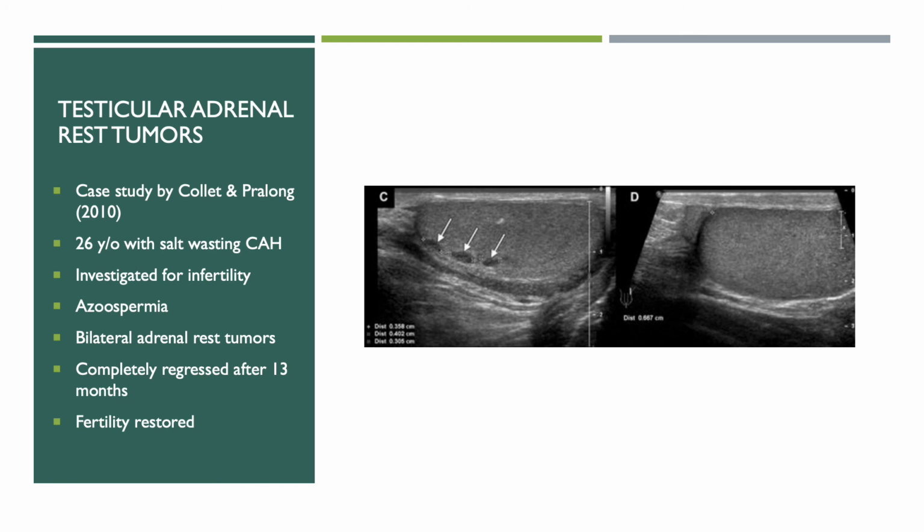Semen analysis showed azoospermia. A testicular ultrasound showed multiple bilateral testicular adrenal rest tumors, which you can see in one testicle in the left-hand image. The right-hand image was taken 13 months later after an adjustment in hormone therapy, and the tumors on both sides had completely regressed. Luckily, fertility was restored, and the patient's wife became pregnant within months of adjusted therapy.